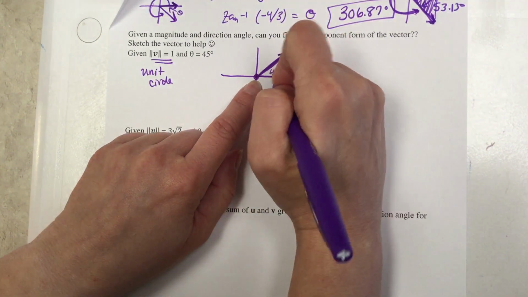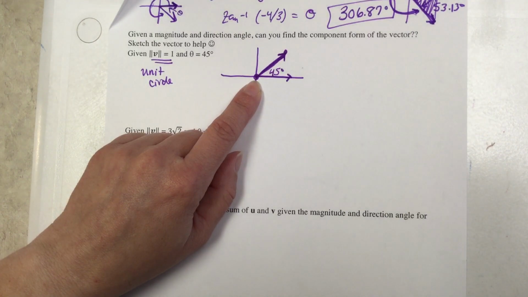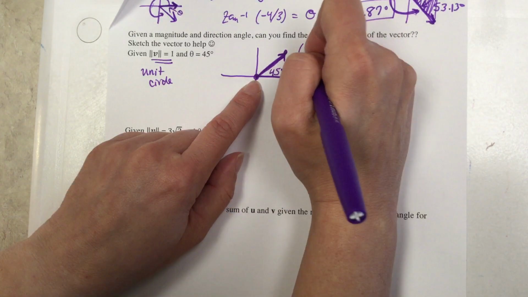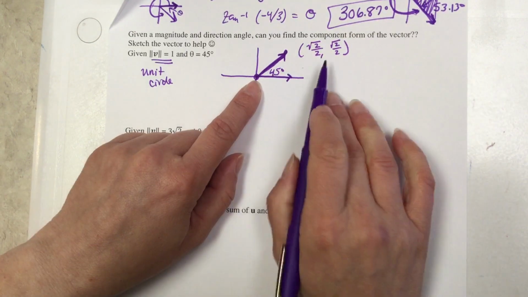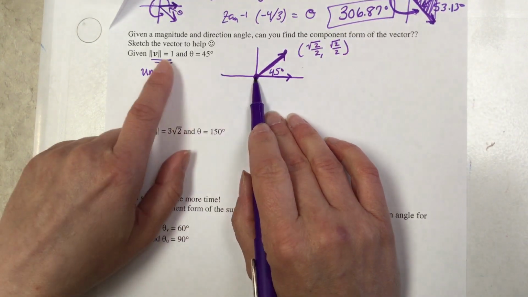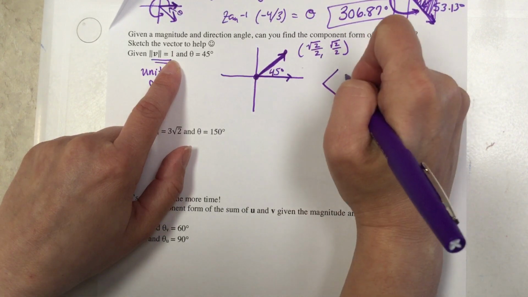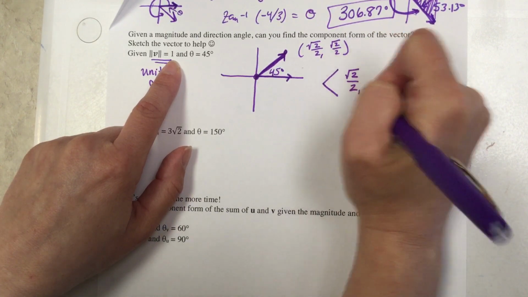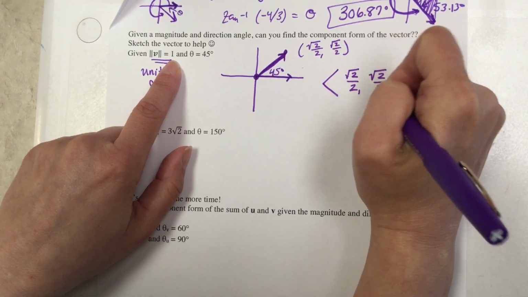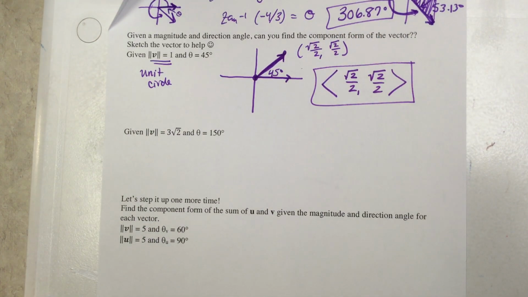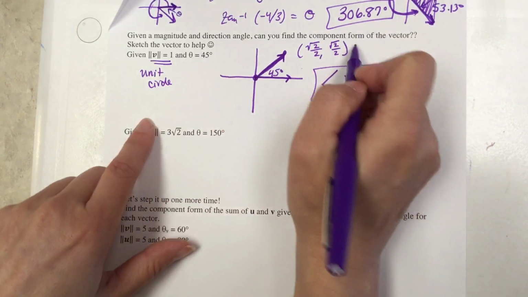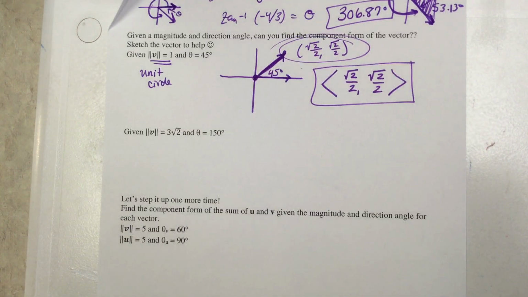Well, if this is 45 degrees, you guys, unit circle, this is square root of 2 over 2 and square root of 2 over 2. If I'm starting at 0 and it's a unit circle, that's my component form. What is the x value? Square root of 2 over 2. What is the y value? Square root of 2 over 2. Component form, you're done. If it's on the unit circle, your component form is going to be whatever your ordered pair would be on that unit circle.